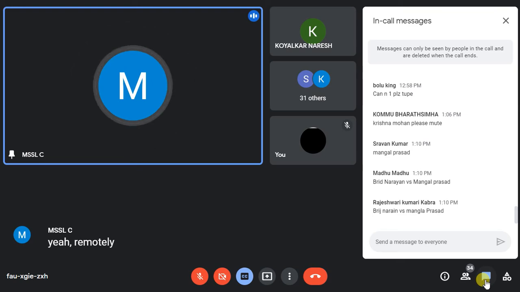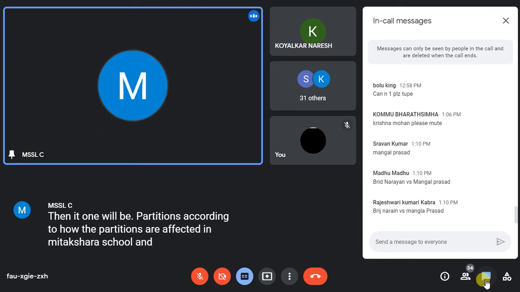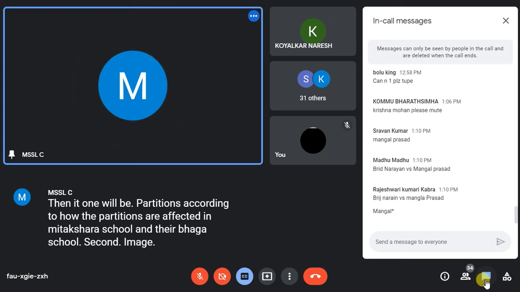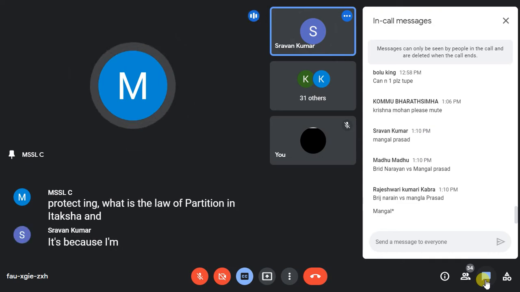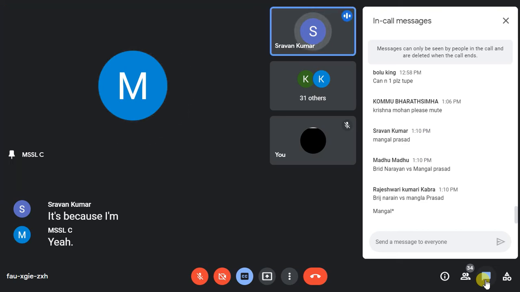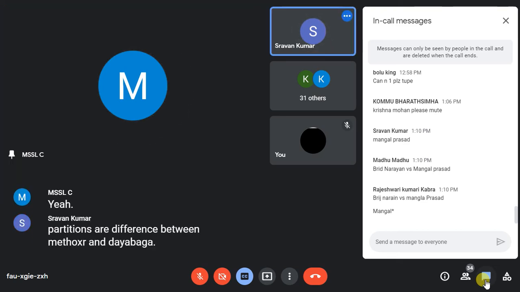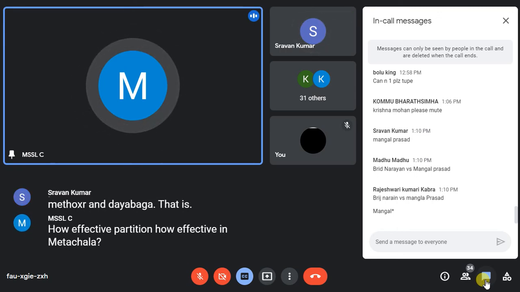They prevent discrimination between taxpayers. Then the fifth one will be partitions, according to how partitions are affected in the Mitakshara school and the Dayabhaga school. What is the law of partition in Mitakshara and Dayabhaga? Fifth question, ma'am. So the difference between Mitakshara and Dayabhaga: how is partition affected in Mitakshara and Dayabhaga?